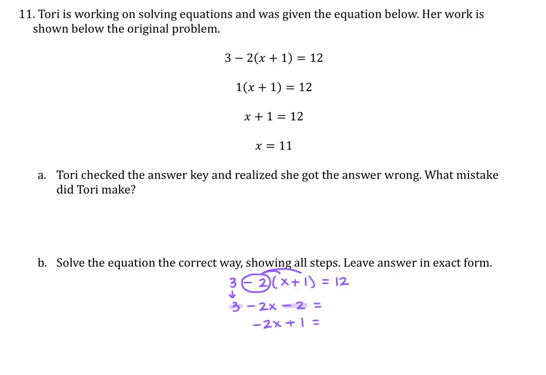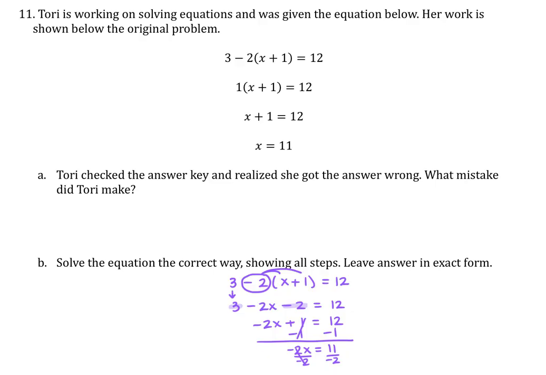Fully simplify the right, it's already simplified, so I drop it down. Now I'm ready to start moving. I'm going to do the inverse of adding 1, which is subtract 1. 1 minus 1 is 0, goes away. I have negative 2x. 12 minus 1 is 11. Do the inverse of the multiplication, so I'm going to divide both sides by negative 2.